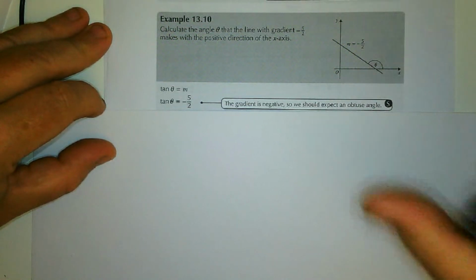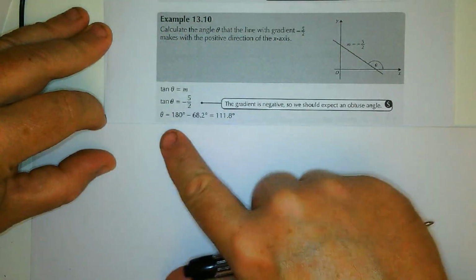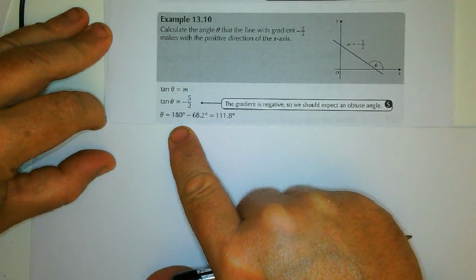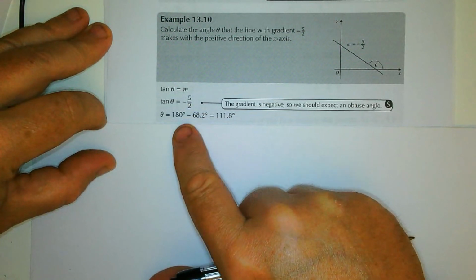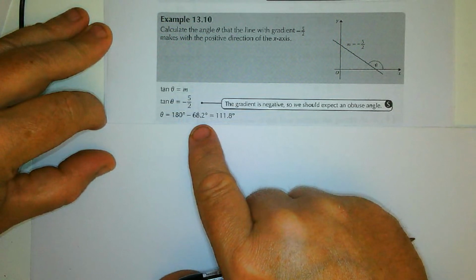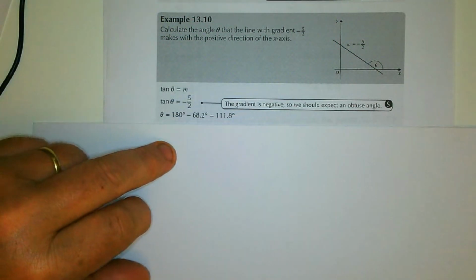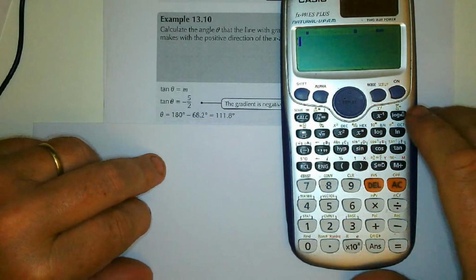Okay, that's really important. So if you get the negative on your diagram, it will be the obtuse angle. So you do 180 take away, so if you do 5 over 2, you're going to get 68.2. So 180 take away 68.2 equals 111.8. Now let me show you how you do that on a calculator.